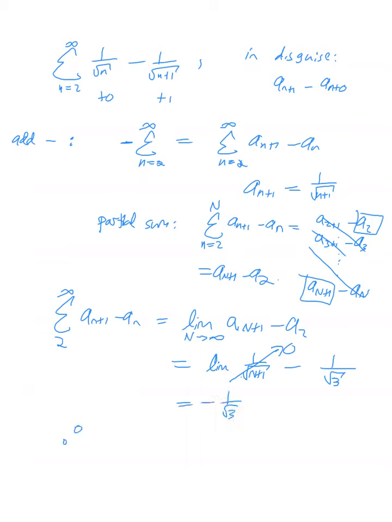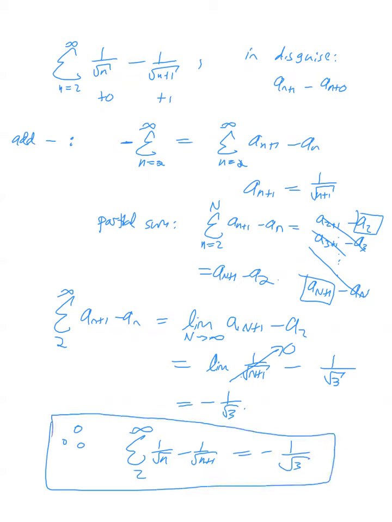So therefore, my original series, without the minus sign, should just be the first term. So 1 over square root of 3 with a negative sign. Okay, so really it was just this term at n equals 2.